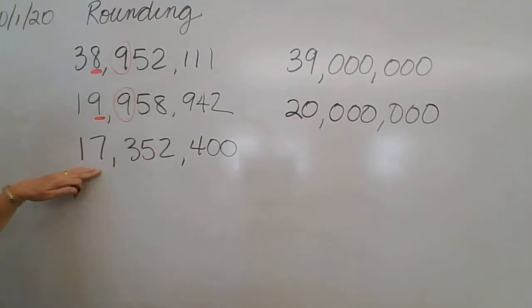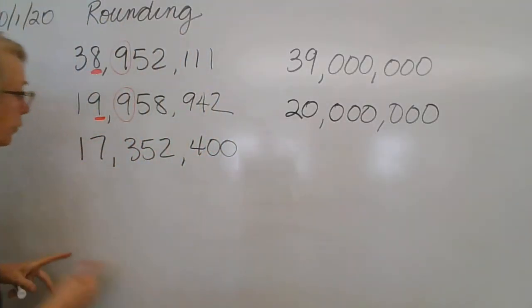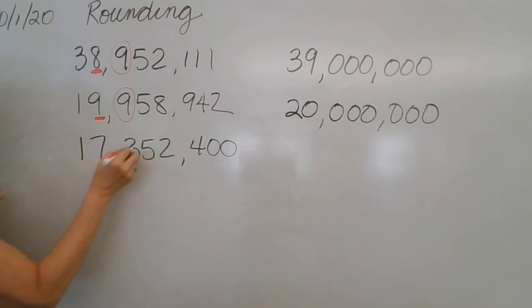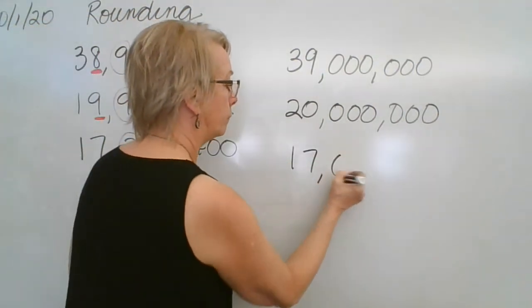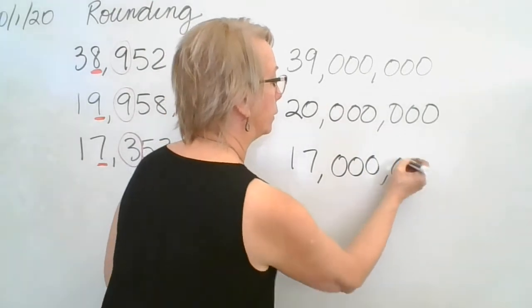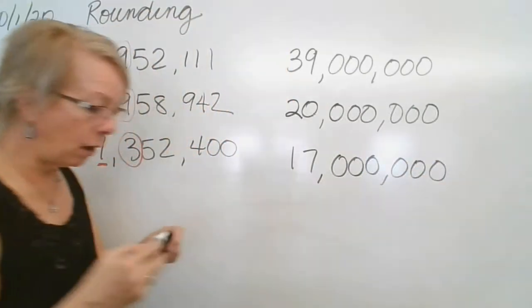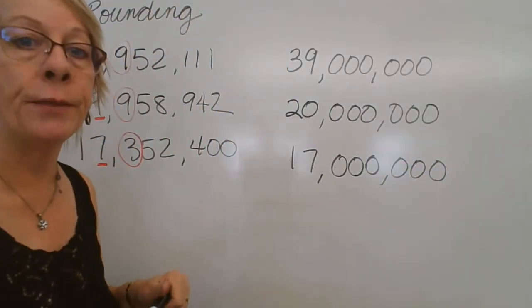And then this one, we're going to round to the nearest million. So we look at this guy, he's under 4, so that means the 7 stays the same, and we get 17 million. Now it's a little easier to compare them.